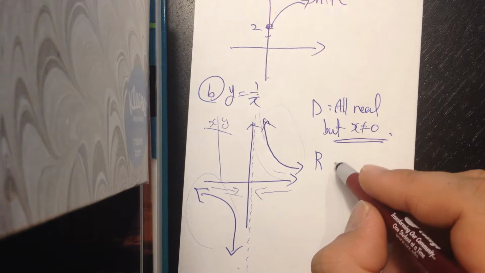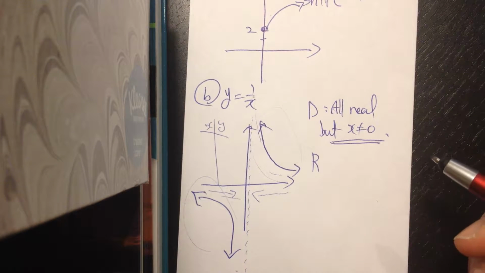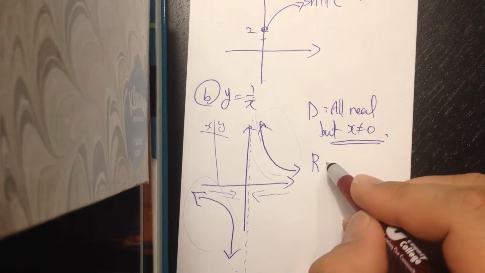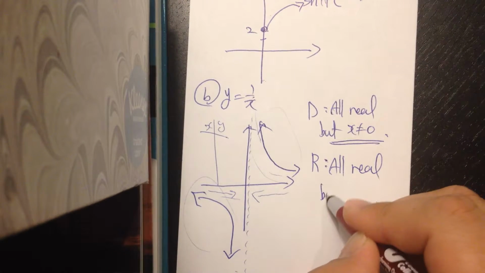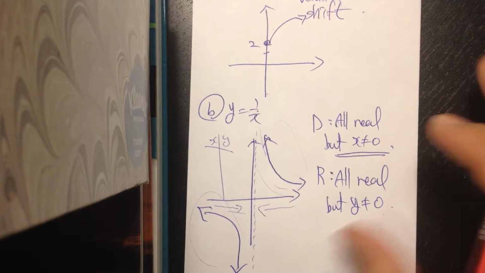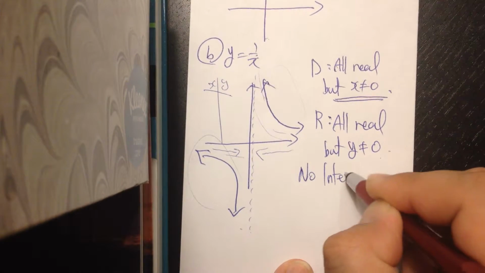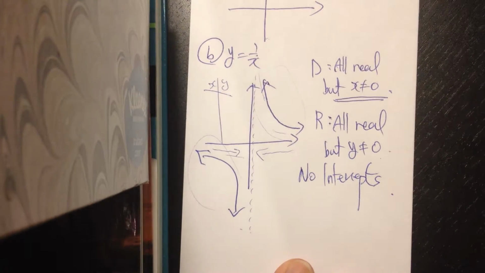Range, however, it will be the same, all real, but y cannot be equal to 0. And obviously, no intercept. Okay.